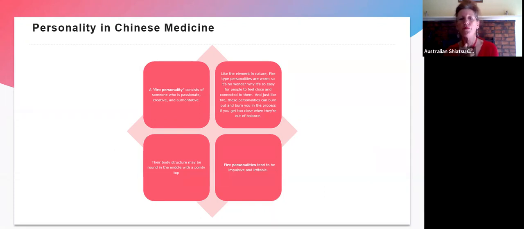Fire person, naturally, they're warm, passionate, creative, charismatic, but they can very easily burn out. And if you also see one of the aspects there, burn you in the process if you get too close when they're out of balance.